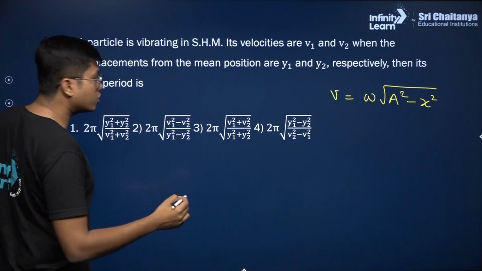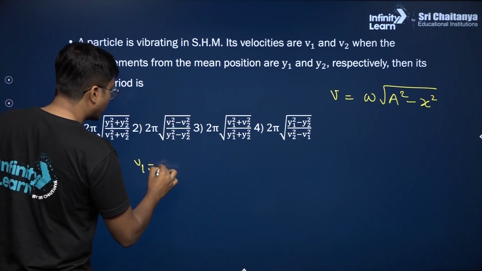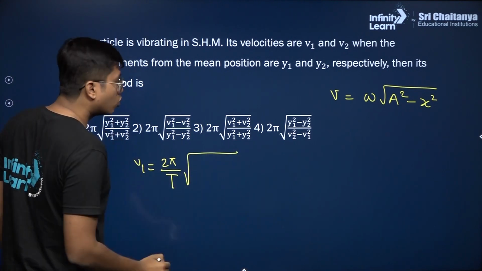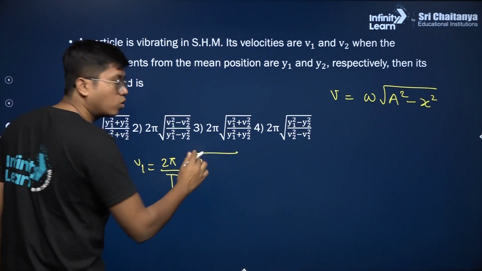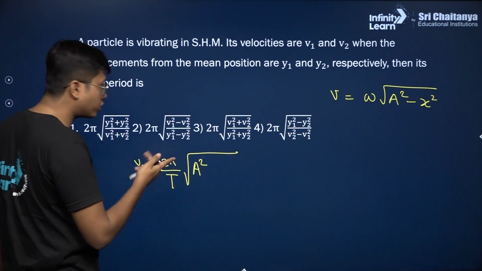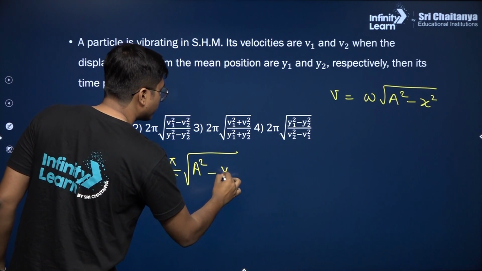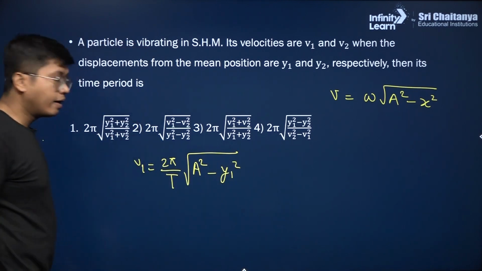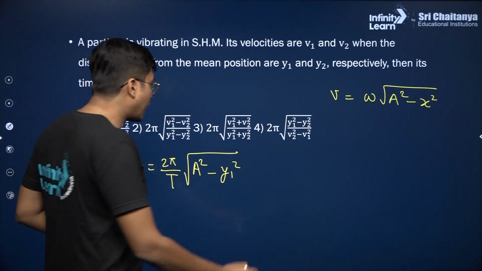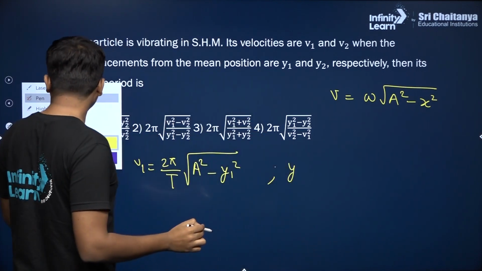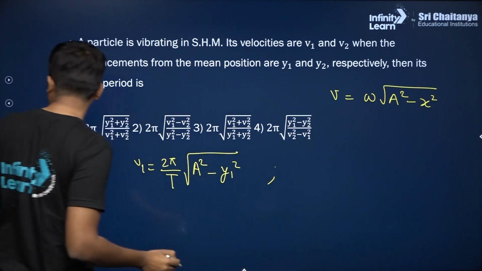So our first equation would become v1 is equal to 2 pi by T root over of a square minus y1 square. We don't know a yet, but don't panic. We have two equations and two variables. We can calculate, and the other equation which we will have would be v2 over here.